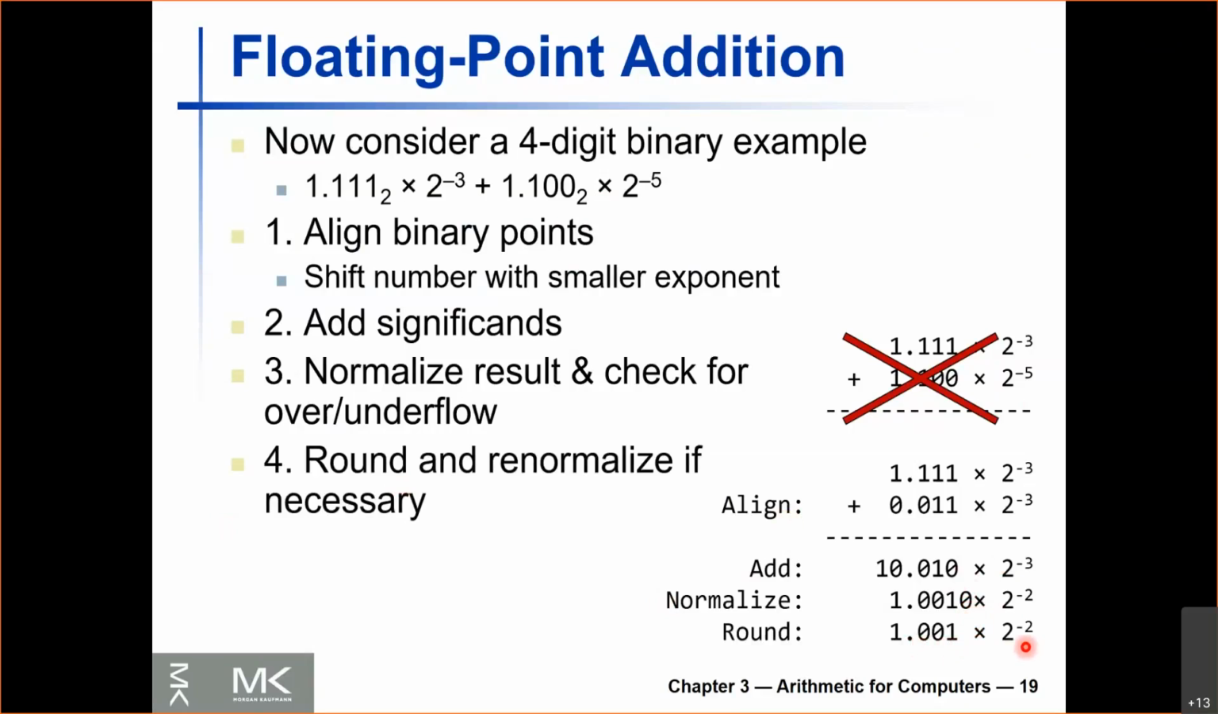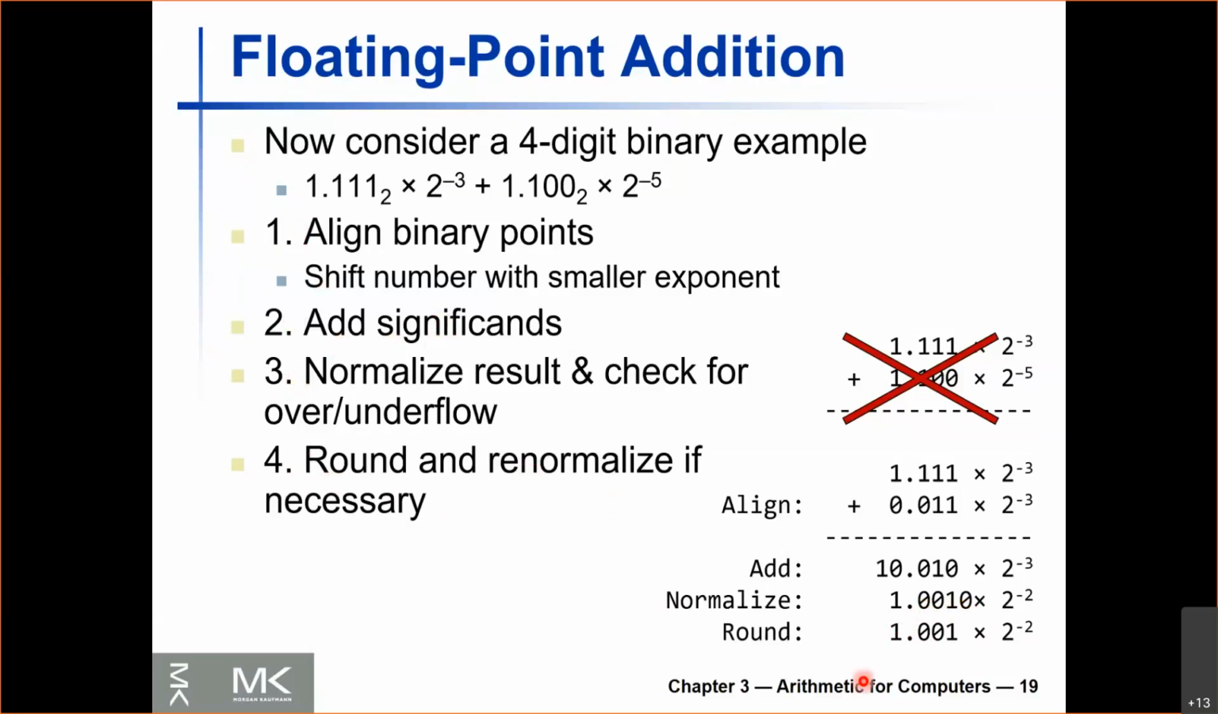Okay, and with rounding, I could have had 1.1111 over here. In this case, if I rounded, I could have had overflow again, and I would need to renormalize. So here it's round and renormalize if necessary. So again, 4 steps. Please remember these. Maybe write them down so you don't forget them because we're going to refer to them later on. 4 steps: align, add, normalize, and round.